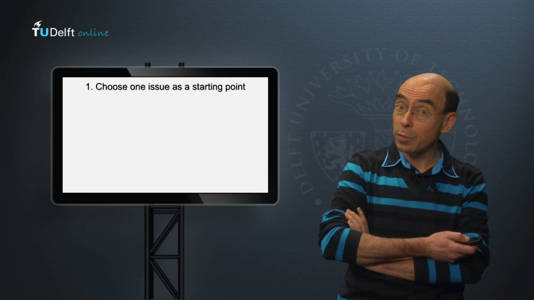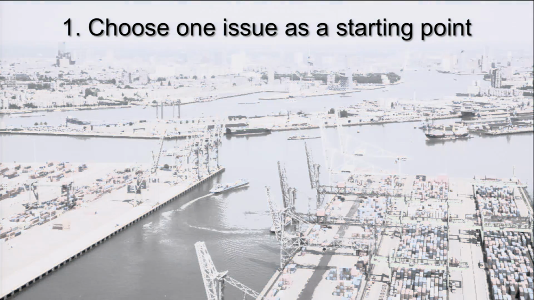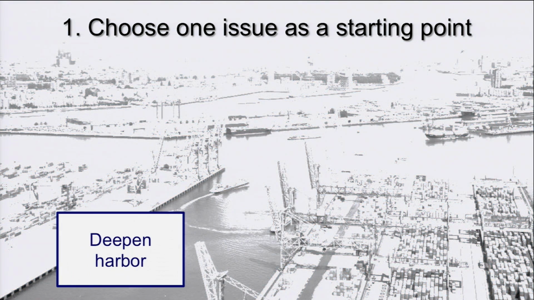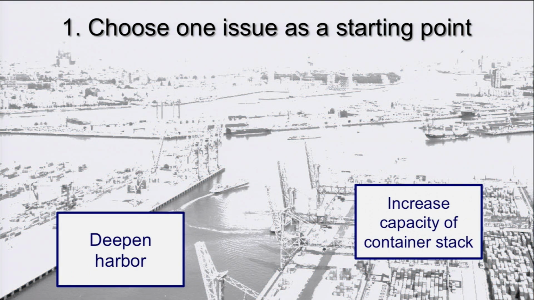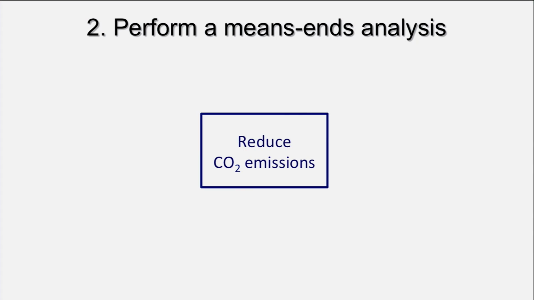To give just one example, if your client is the Port of Rotterdam, several issues might surface during your first talks. The port might, for example, want to deepen the harbour, increase the capacity of its container stacks, or reduce its CO2 emissions. Each of these issues would be a good starting point for your means-ends analysis. By constructing a means-ends diagram, you obtain an overview of these issues that you could focus on.